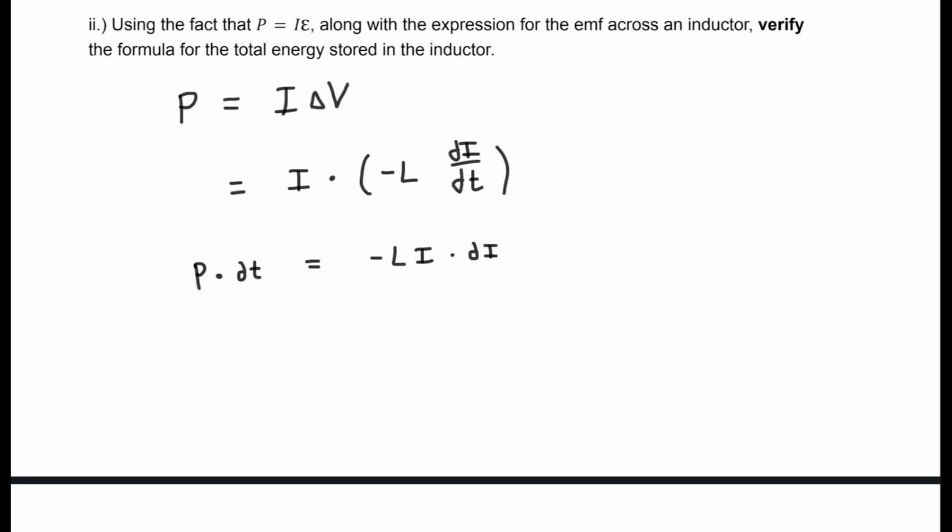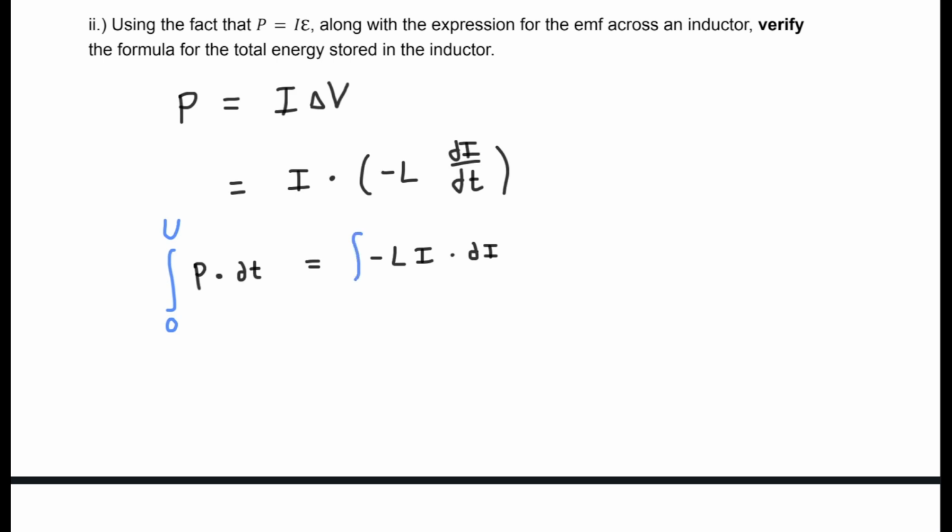Now, as we usually do when we have differentials floating around, we integrate both sides. If we integrate the power, we start from 0 energy dissipated, and we end with some total energy dissipated U, because the total energy dissipated by the bulb has to be the total amount of energy that was stored inside the inductor's magnetic field.